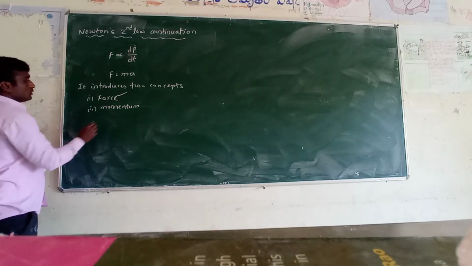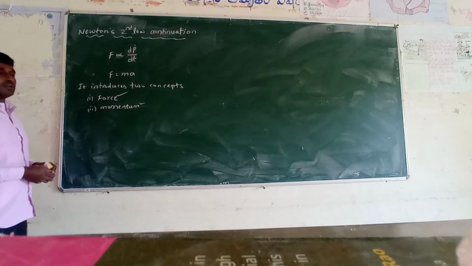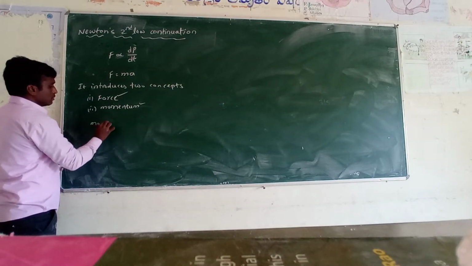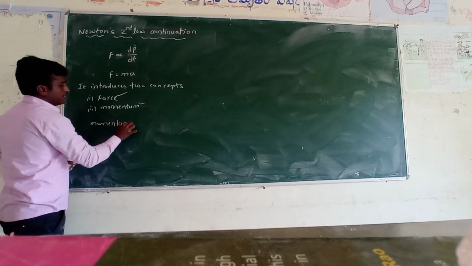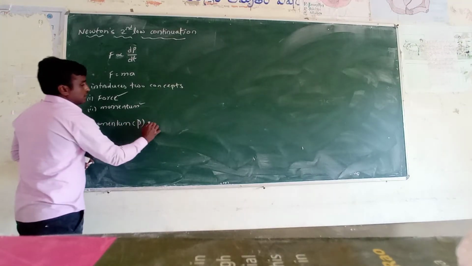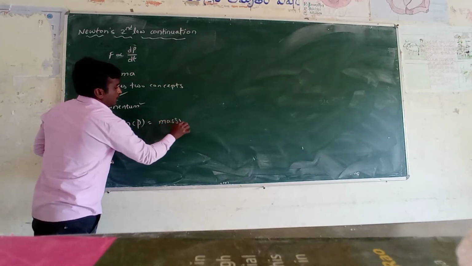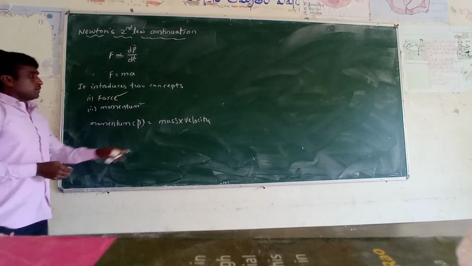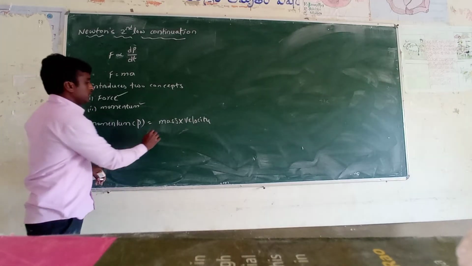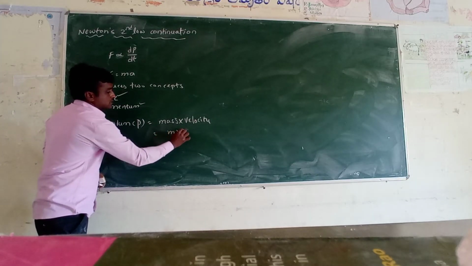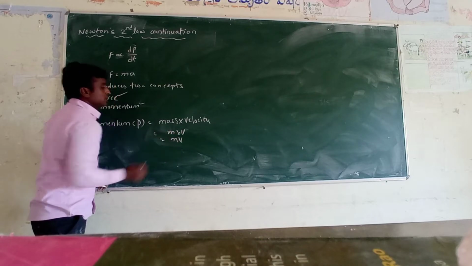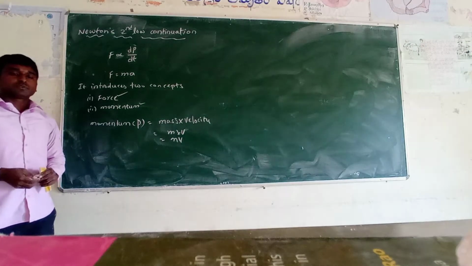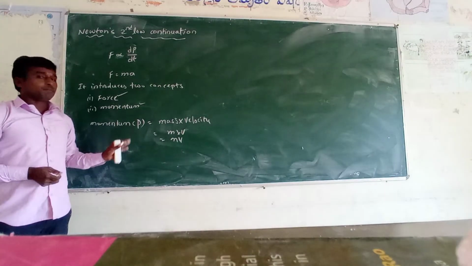What is momentum? Momentum is indicated by P equal to mass into velocity. That is mv, mass m, velocity v. So what is the importance of this momentum?